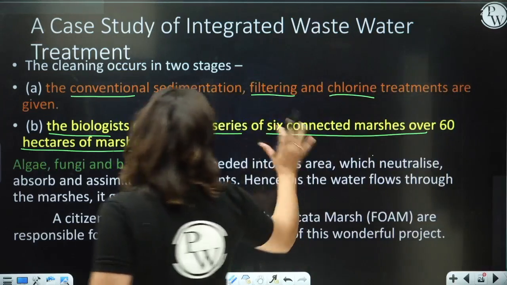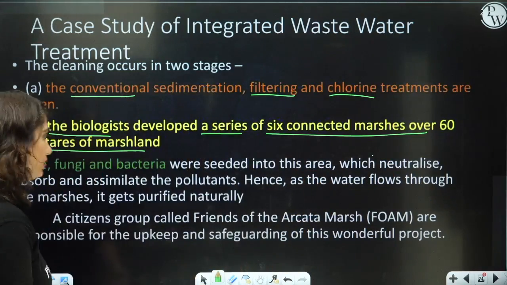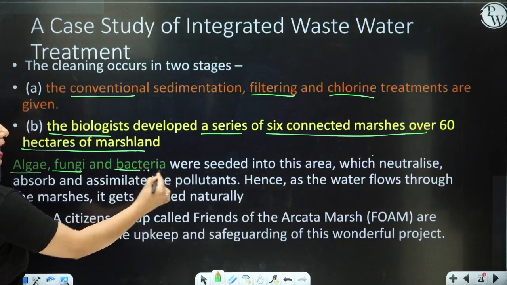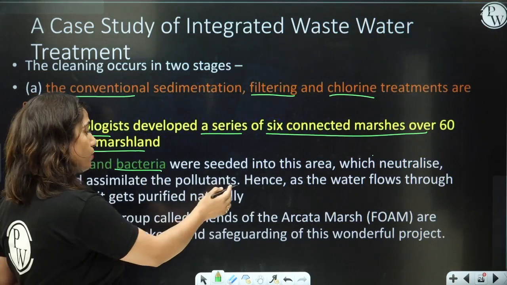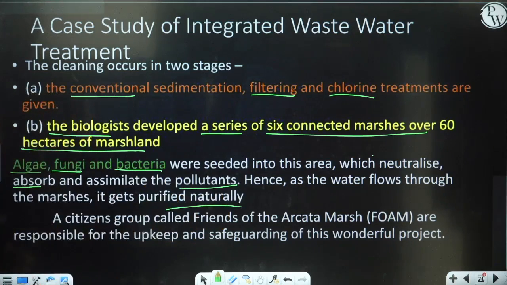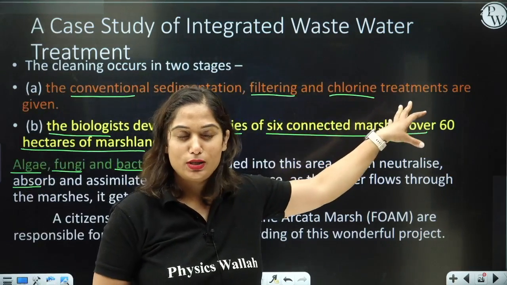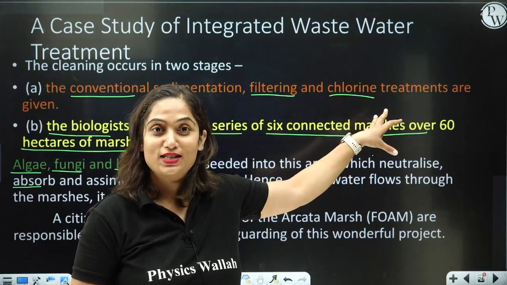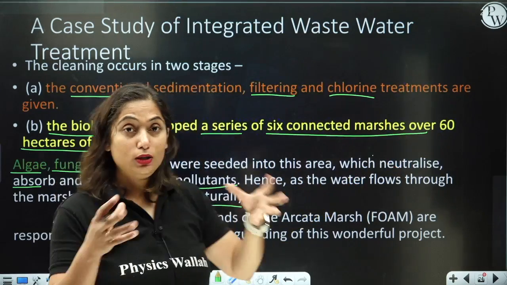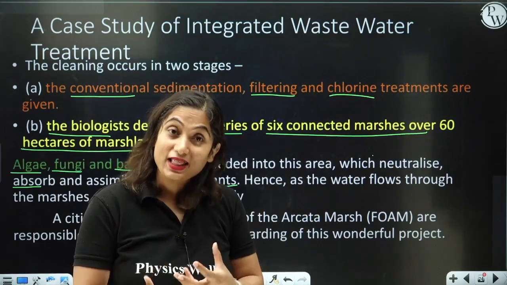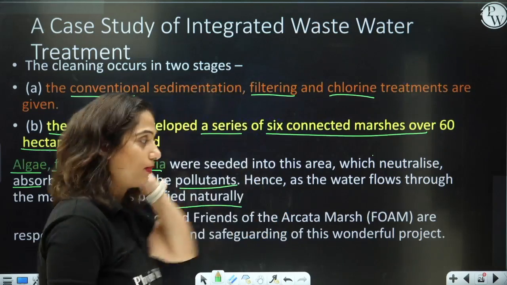So in these 6 connected marshes we had algae, fungi and bacteria, and they neutralize and absorb the harmful pollutants from the water and purify the water naturally. This integrated wastewater management was done in Arcata. The area was Arcata, and all those biologists who have done this in the area of Arcata are called FOAM.